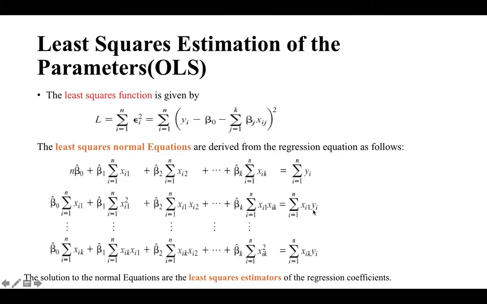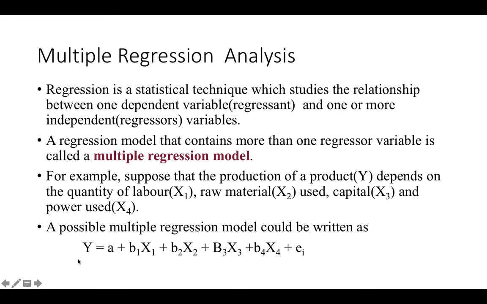Then all subsequent equations are obtained by multiplying the first normal equation by one x at a time. So to get the third normal equation, you multiply the first normal equation now by x2. So the third normal equation would become summation y x2 plus a summation x2 plus b1 summation x1 x2 plus b2 summation x2 squared plus b3 summation x3 x2 plus b4 summation x4 x2.